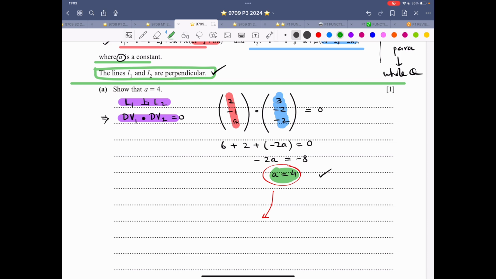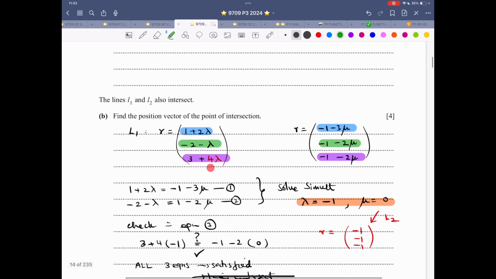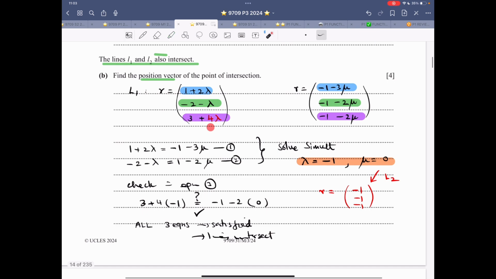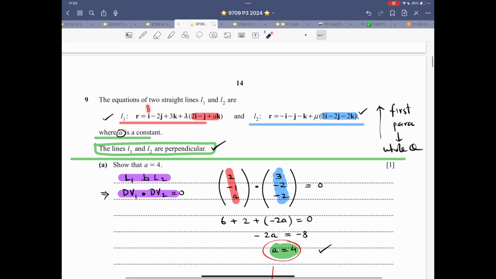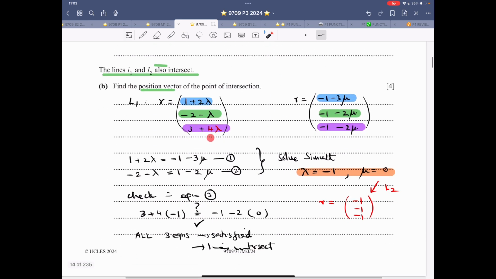Now for the next part, just use this value of a unless they change it. No, they are not changing it. It says the lines also intersect. That's additional information. Find the position vector of the point of intersection. So expand line 1. What you do is you take the 1 from here, you take 2 lambda from here. So this is 1 plus 2 lambda. Similarly, 1 plus 2 lambda, negative 2, negative lambda, 3 plus 4 lambda. This is negative 1, negative 3 lambda, 3 mu, minus 1, minus 2 mu, minus 1, minus 2 mu. You don't have to prove that they intersect, but if you do, it's not a bad thing.